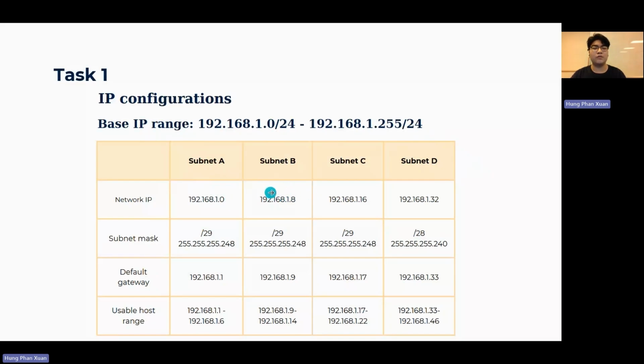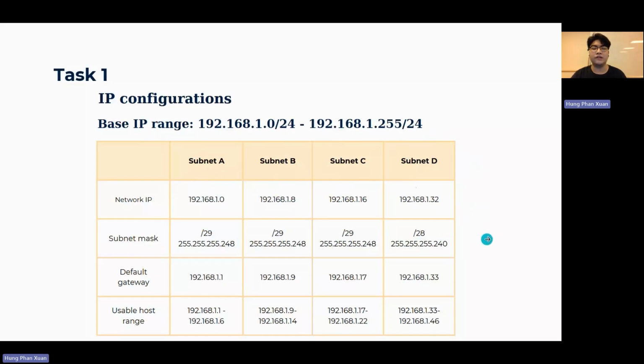For subnet B, it will be from 192.168.1.8 to 192.168.1.15. For subnet C, it will be from 192.168.1.16 to 192.168.1.23. And for subnet D, which is a /28 subnet, it would be from 192.168.1.32 to 192.168.1.47.